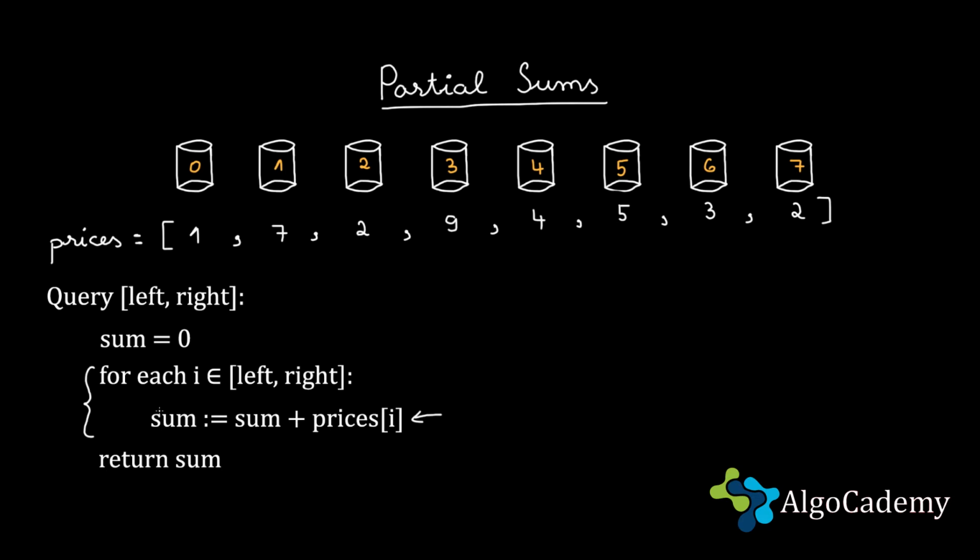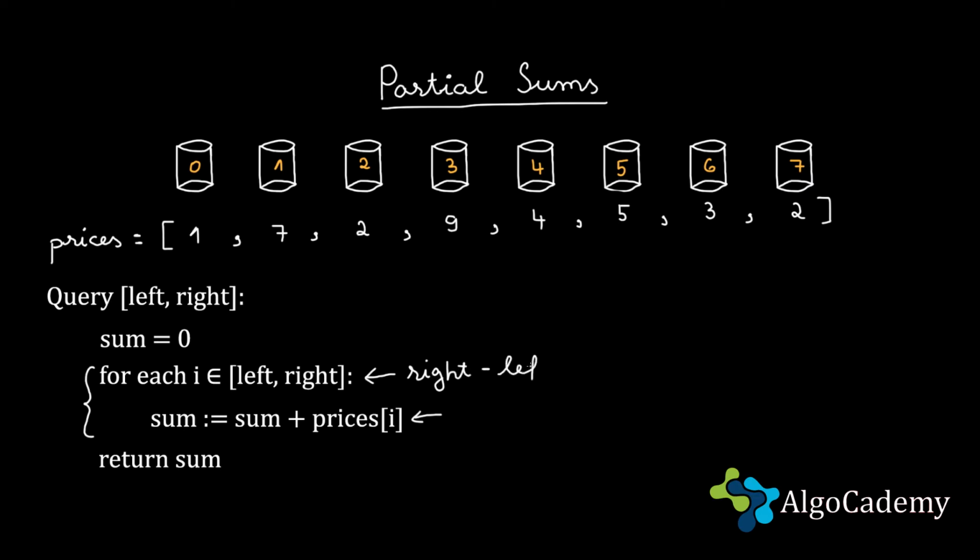So we enter the for loop with I equals left, left plus 1, left plus 2, and so on and so forth until I equals right. And then when I becomes right plus 1, we exit it. So we have in total, how many? Right minus left plus 1 iterations, right?